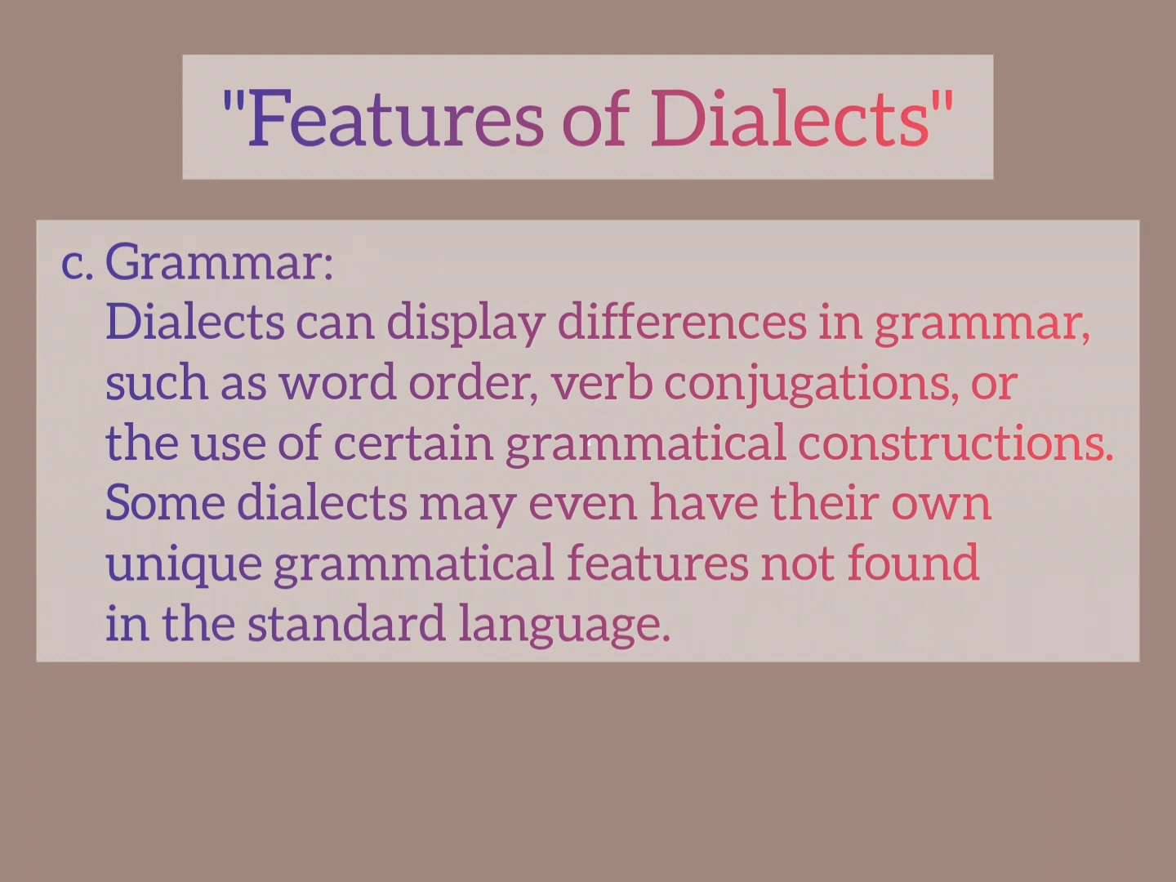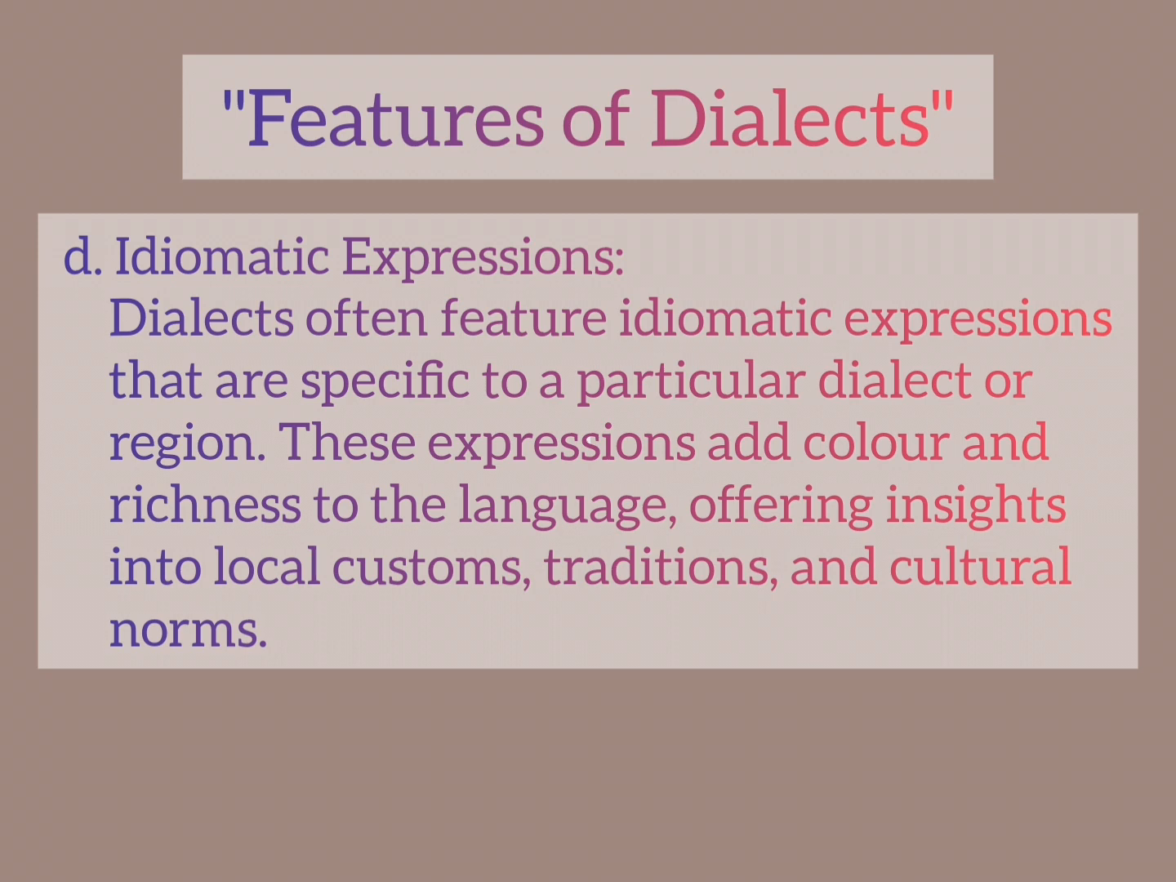C. Grammar. Dialects can display differences in grammar, such as word order, verb conjugations, or the use of certain grammatical constructions. Some dialects may even have their own unique grammatical features not found in the standard language. D. Idiomatic expressions. Dialects often feature idiomatic expressions that are specific to a particular dialect or region. These expressions add color and richness to the language, offering insight into local customs, traditions, and cultural norms.